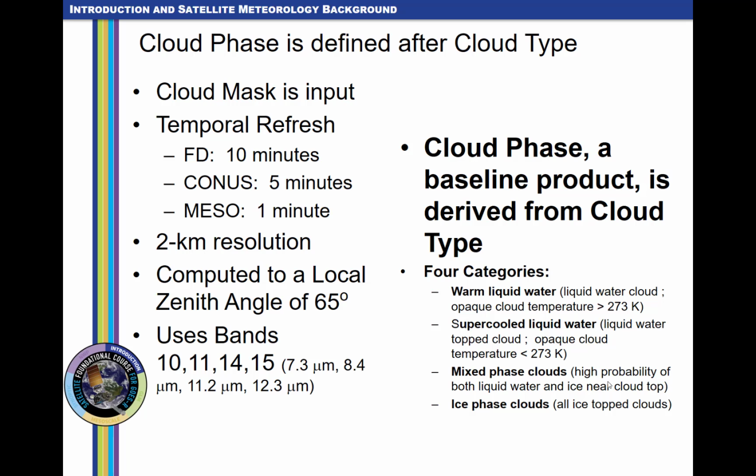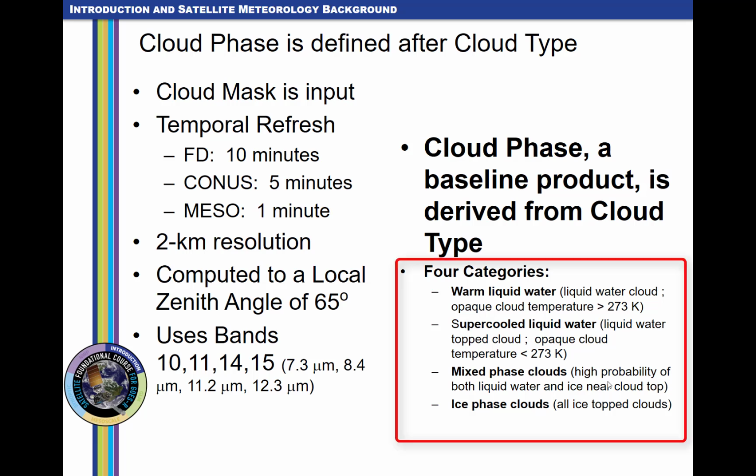Cloud phase is produced every 10 minutes for the full disk domain, every 5 minutes for CONUS, and every minute for mesoscale domains. It's computed out to a local zenith angle of 65 degrees and only uses infrared bands to avoid day-night discontinuities that would arise if reflectance bands were used. The baseline cloud phase product is available in AWIPS and includes 4 separate categories: warm liquid water clouds, supercooled liquid water clouds, mixed phase clouds, and ice phase clouds.